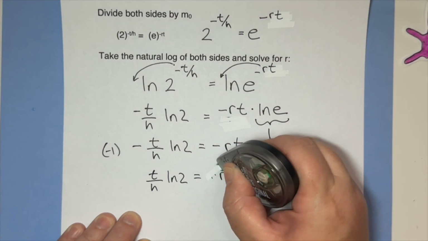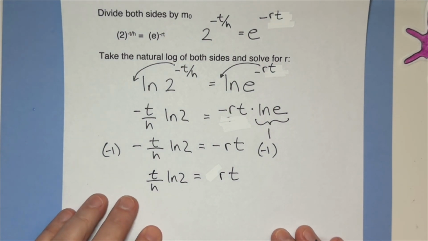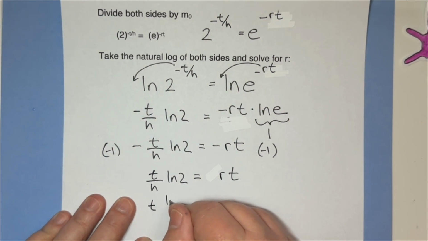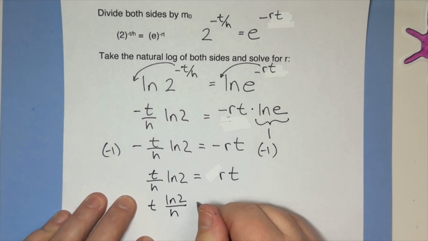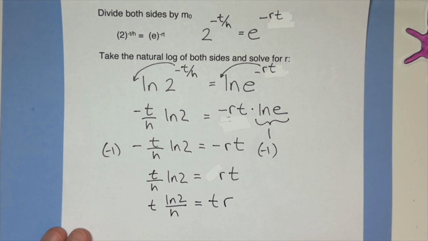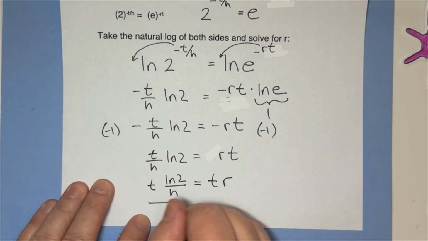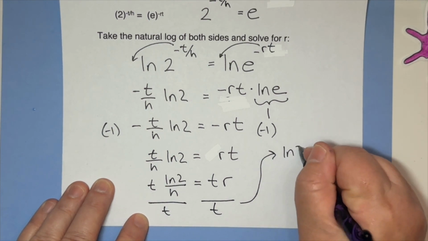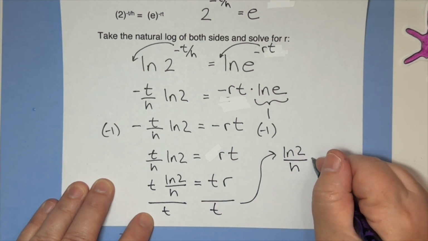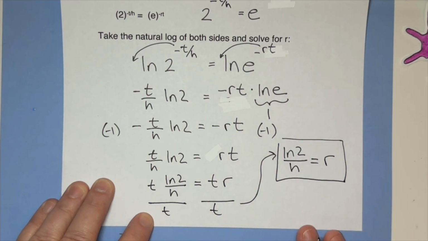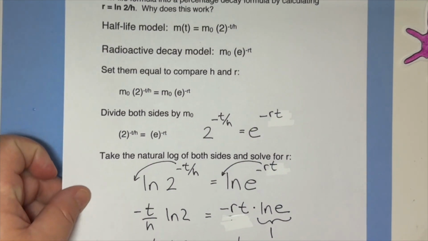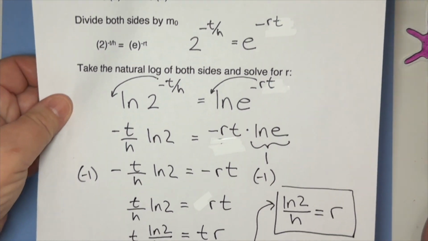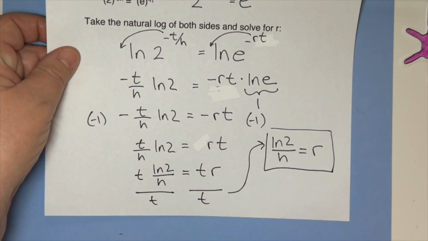Oh my goodness. It's such a party, I can't even keep track of my numbers. Okay. Notice that I got an h in the denominator. I'm going to write it as t times natural log of 2 over h, totally allowed to do that, equals t times r. And I'm going to divide both sides by time. If I cancel out time on the left, I get natural log of 2 over h. If I cancel out time on the right, I get just r. And that's my formula. To convert from half-life model to radioactive decay model, they're describing the same situation, just with different bases. This is our change of base for this formula.